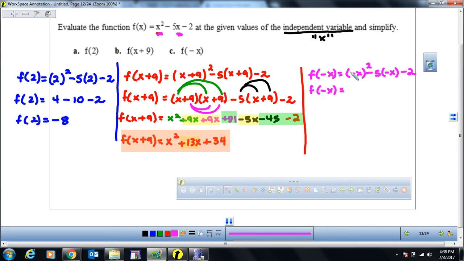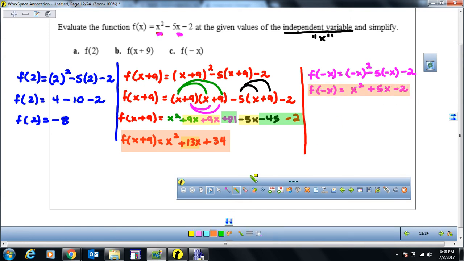Now keep in mind this. When I square a negative, it's always going to become a positive. Anytime I raise a negative to an even power, it is always going to result in a positive. Negative x times negative x is positive x squared. Negative 5 times negative x is positive 5x, and then minus 2. And this is the solution for this. We cannot combine any like terms. So what does this mean? That when x is equal to negative x, y is equal to x squared plus 5x minus 2.